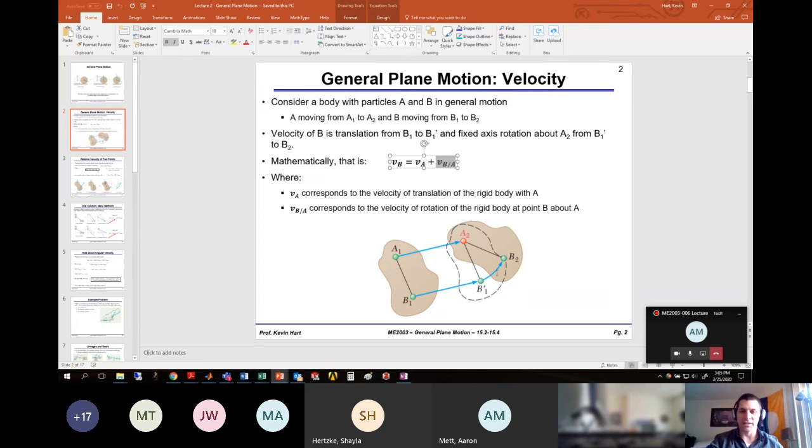And so that is sort of this secondary motion of B rotating about point A after the translational motion had occurred. So this is sort of how we want to visualize the relative velocities of 2 different points on an object in relation to each other during general plane motion of an object.